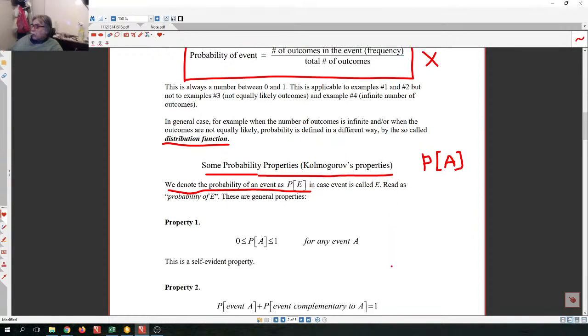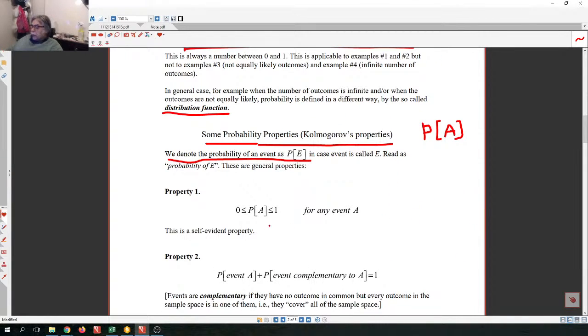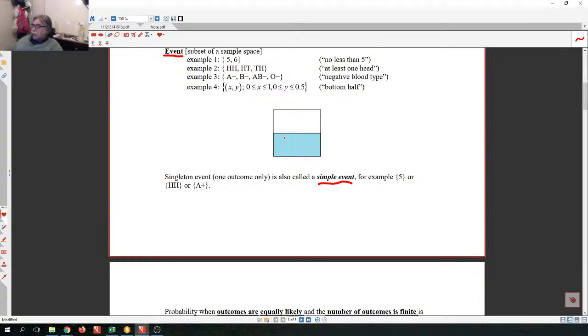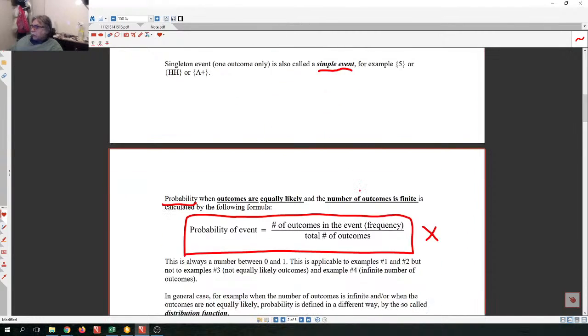Property number 1: that assignment must be between 0 and 1. We already discussed it a little bit in that formula, but any probability you want has to be between 0 and 1. In the area case here, it's going to be between 0 and 1 because the area of the whole 1 by 1 thing is 1. So it could be anything smaller if it's a smaller event, right?